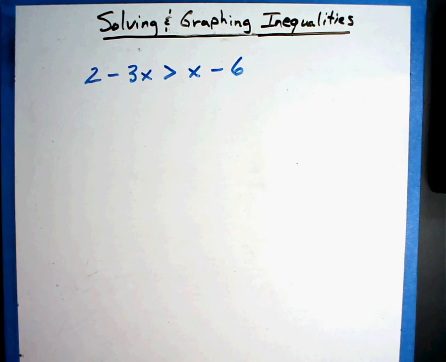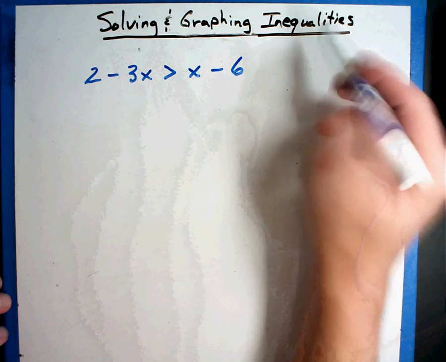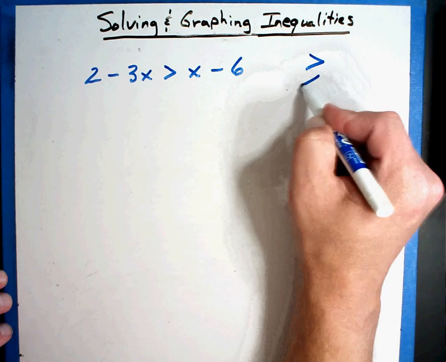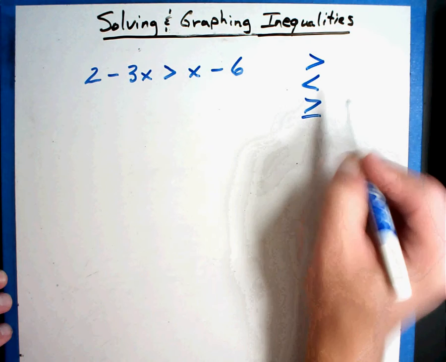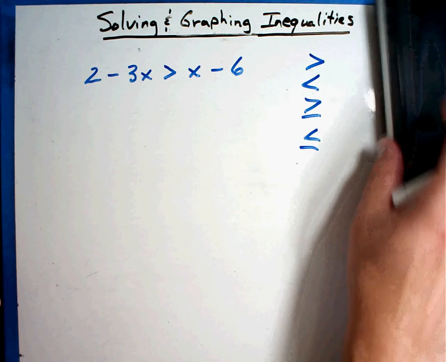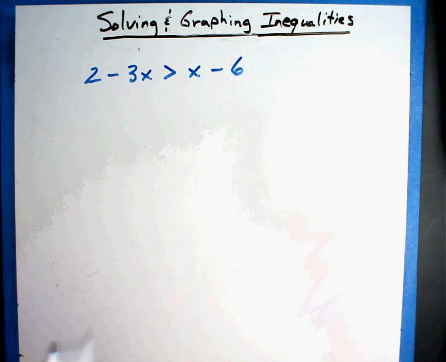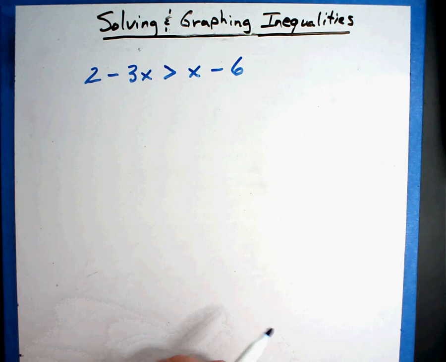This is an inequality. An inequality is going to have a greater than or less than sign. So it's going to have one of these, or sometimes greater than or equal to or less than or equal to sign. But it's got these inequalities in it, and sometimes it confuses us because we don't exactly know what they mean. So I'm going to teach you how to solve them and then how to graph them.